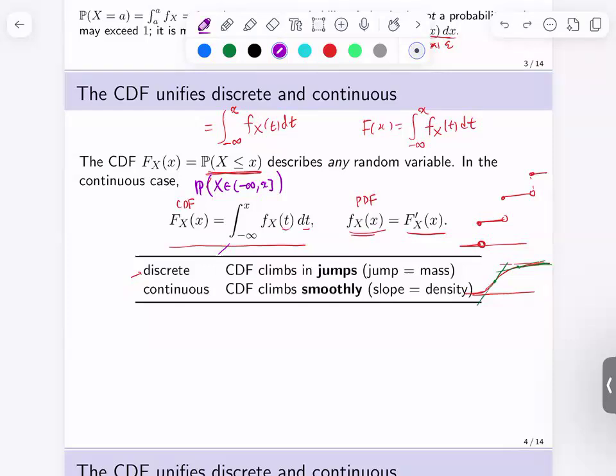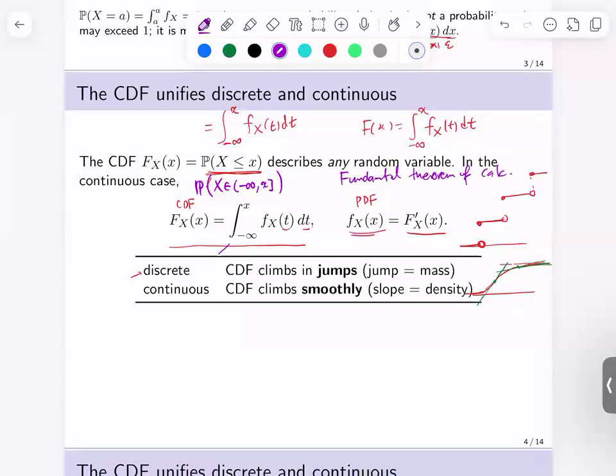And if you remember the fundamental theorem of calculus, something like that.